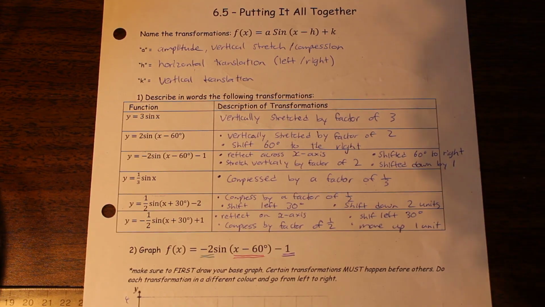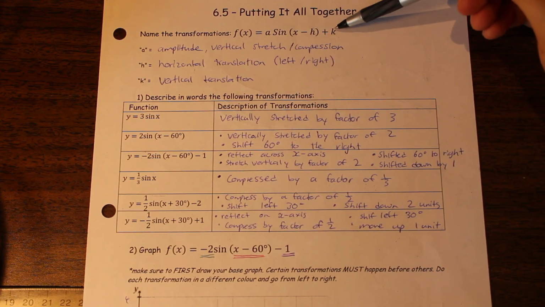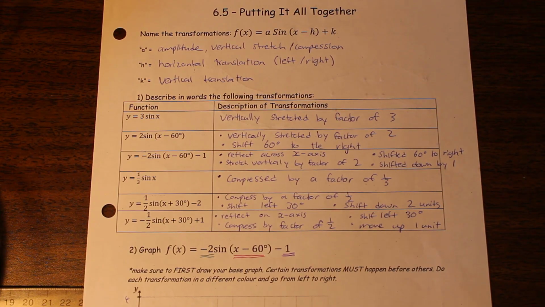Okay, so what we're going to do now is, the last two lessons we've really just gone over: 5.3 was the H and K, and the previous lesson 5.4 was the A value. Now we're just going to put it all together. And this is really the skill of graphing trigonometric functions that I've been working towards.